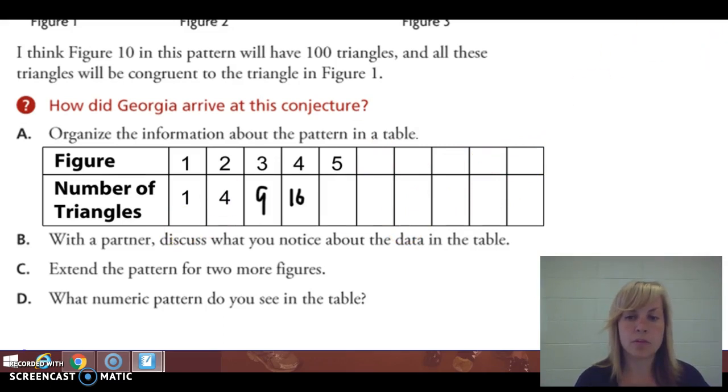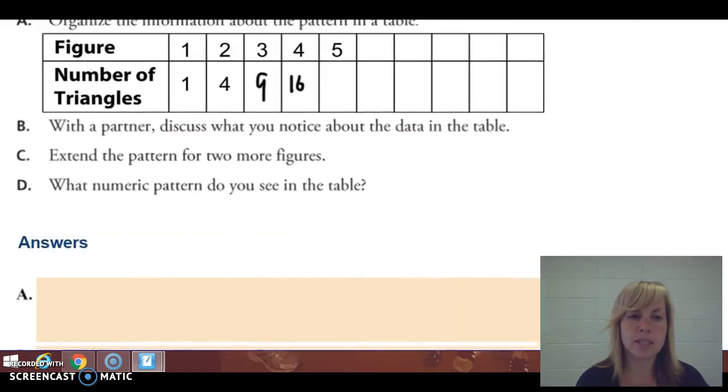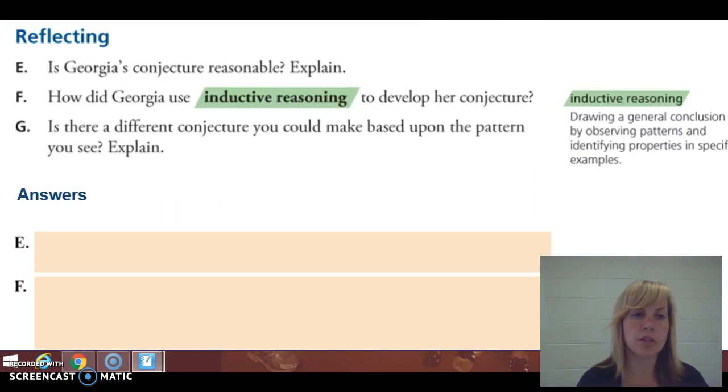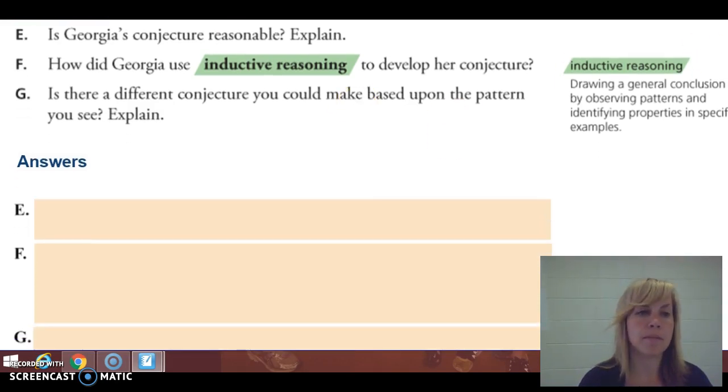So if we filled out this whole table, we would see Georgia's conjecture to be reasonable because of the pattern we've seen. That is inductive reasoning. Inductive reasoning is when you draw a conclusion based on patterns. So you looked at one figure, it worked for that. Figure 2, it was the square of that. Figure 3 was the square for that answer, so you assume it's true for all figures. Inductive reasoning.